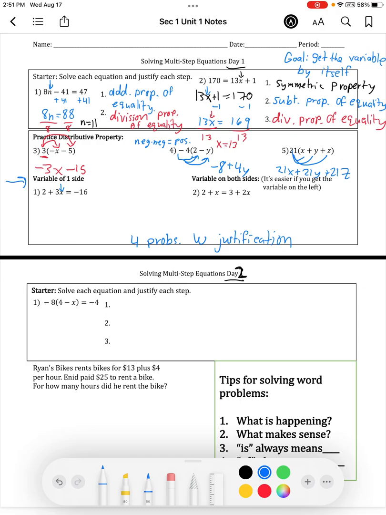I always think it's easier to get rid of the thing without the variable first, the furthest thing away, which in this case is the 2. So let's go ahead and subtract 2. We can do that because of the subtraction property of equality. That will become 3x is equal to negative 18. Let's go ahead and divide each side by 3. That will give us x is equal to negative 6.